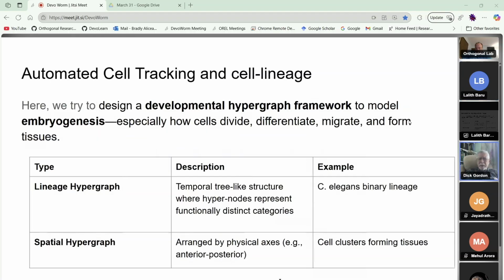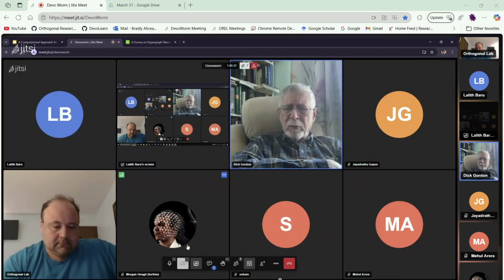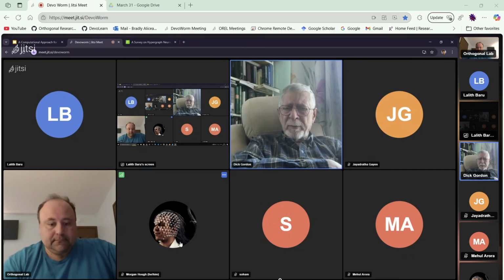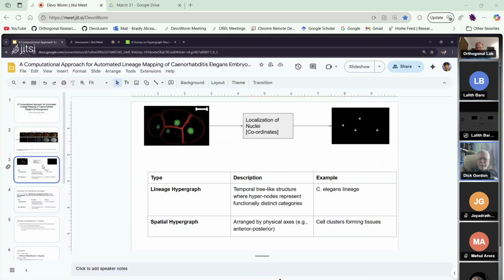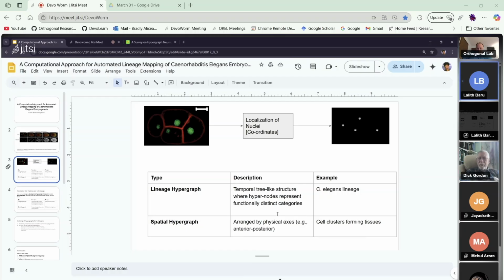Lalith, can I interrupt a second? It seems to me what we were talking about earlier is a third type of graph. Could you put that slide back on? Yeah, sure. You have a lineage hypergraph and what you call a spatial hypergraph, but it's arranged by the physical axes, anterior to posterior. This third type is a spatial hypergraph arranged according to the actual locations of the cells as the nodes, in 3 dimensions. I'm wondering why you don't consider that instead of the anterior-posterior.